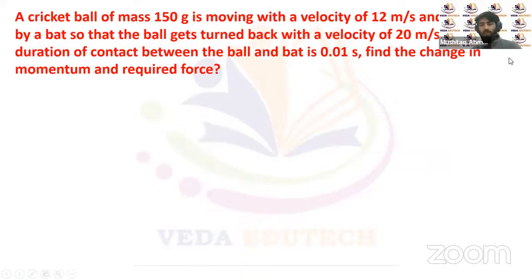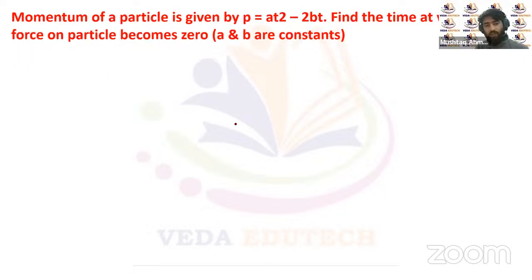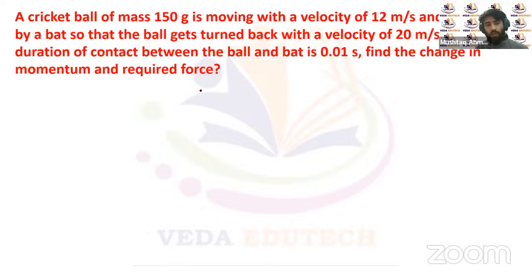So let's try to solve this question here on the screen. A cricket ball of mass 150 grams is moving with a velocity of 12 meter per second and is hit by a bat, so that the ball gets turned back with a velocity of 20 meter per second. If the duration of contact between the ball and the bat is 0.01 second, find the change in momentum and the required force. It means that initially the ball of 150 grams, or 0.15 kg, was moving with a speed of 12 meter per second.